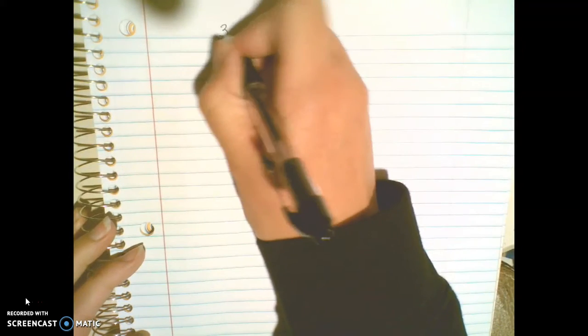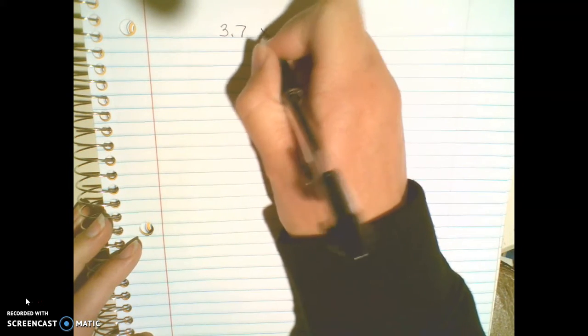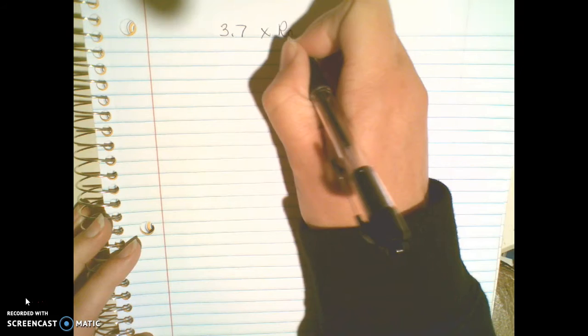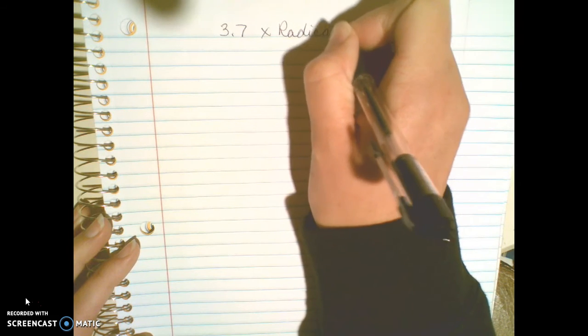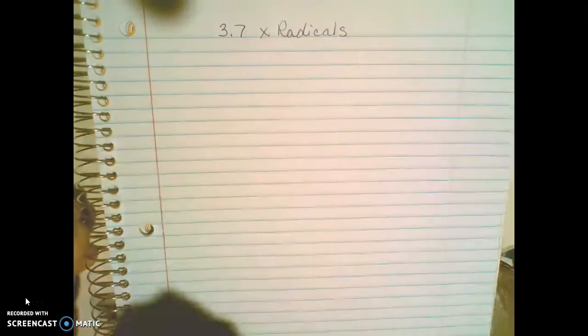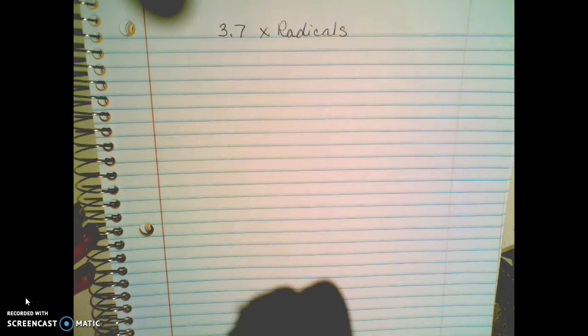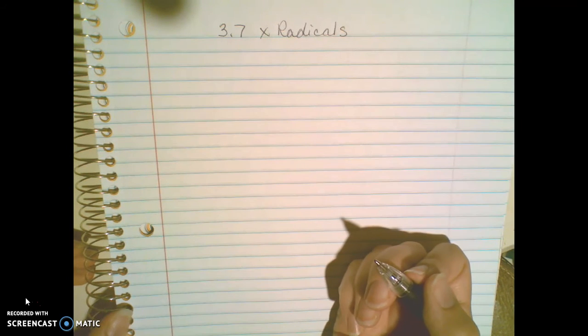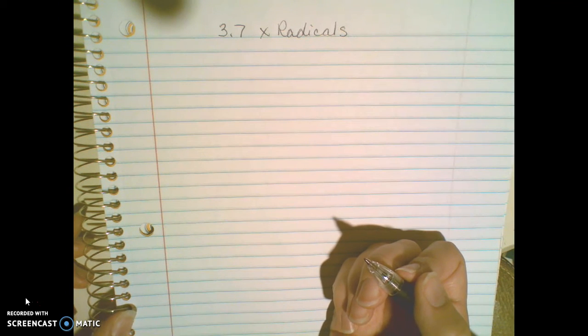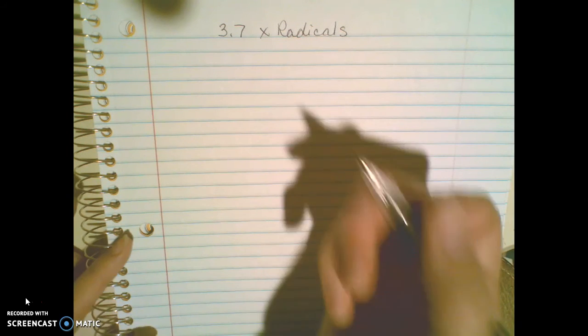We're going to do some guided whiteboards on 3.7, which is multiplying radicals. I'm going to give you a problem. You give it a try. Pause the video while you give it a try. I will give you an answer, and then if you want the explanation, you can listen to the explanation. If you got it right and you know what you're doing, you can just move on to the next problem.